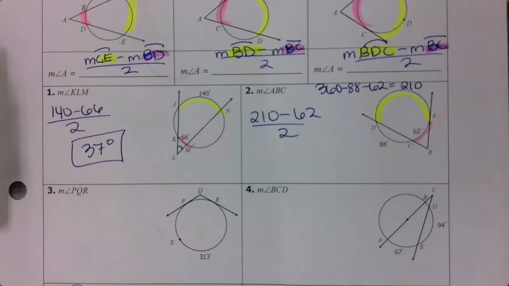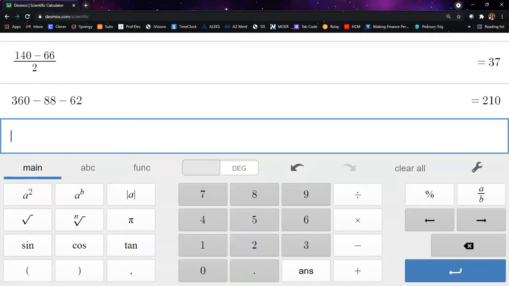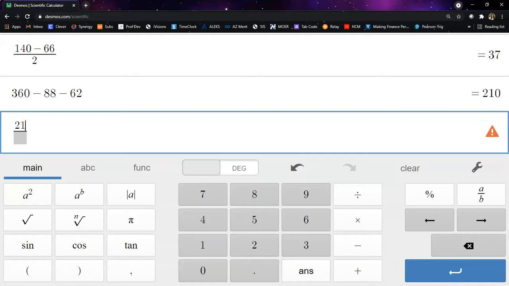So again, I can go to Desmos and type that in, which gets me 74 degrees.